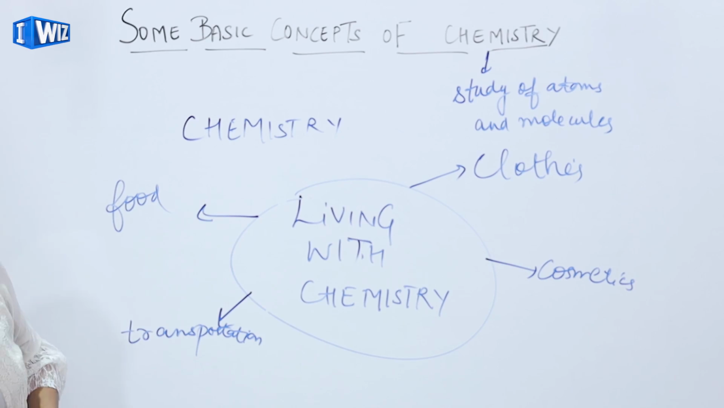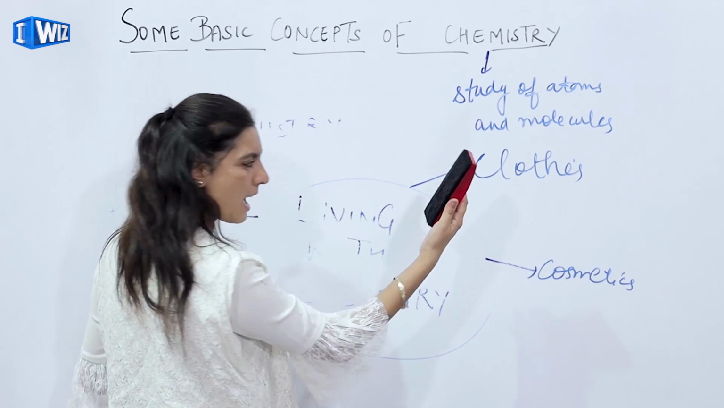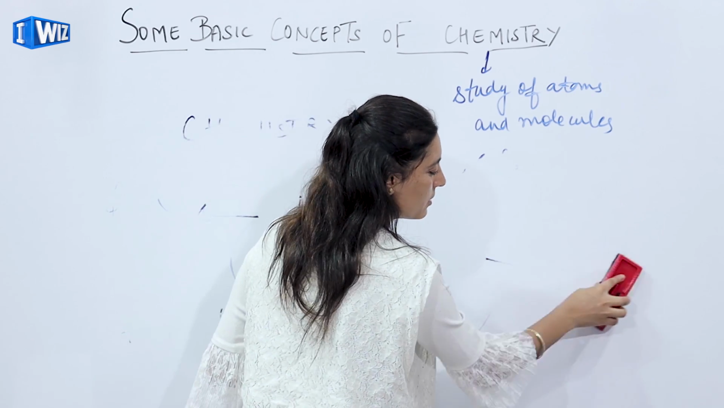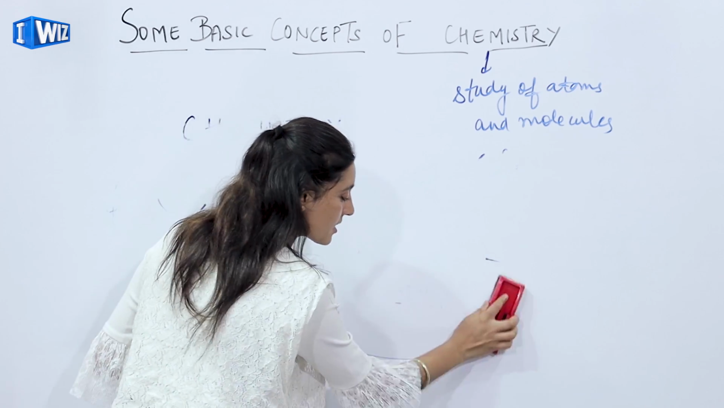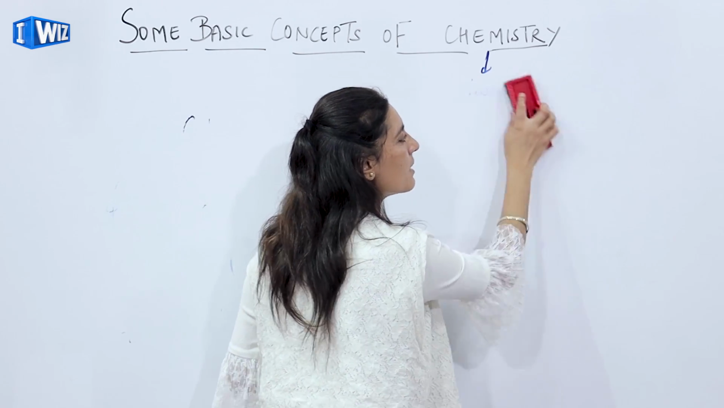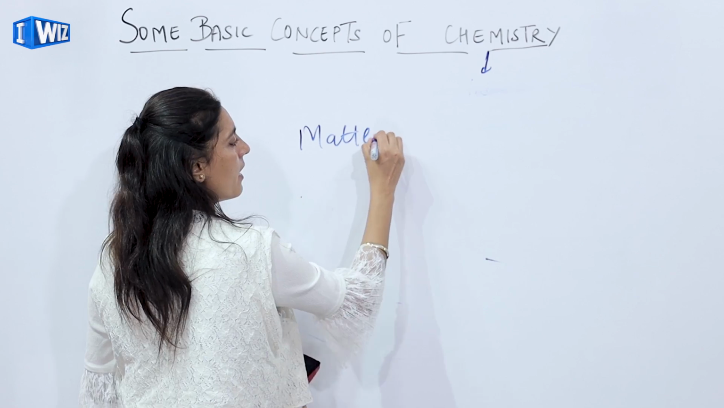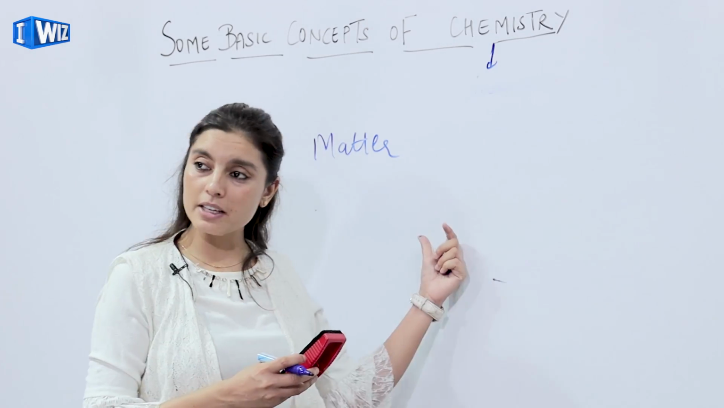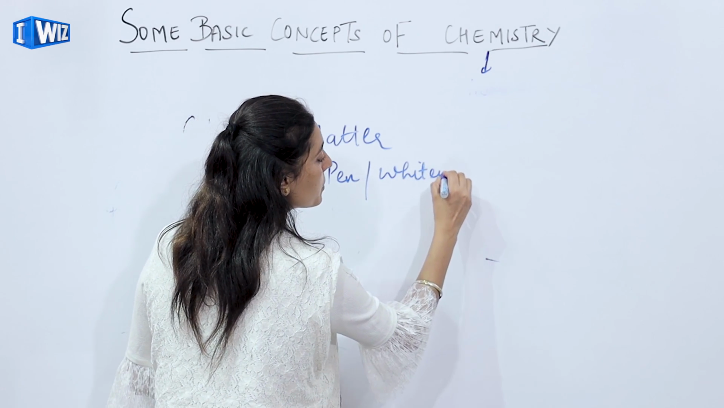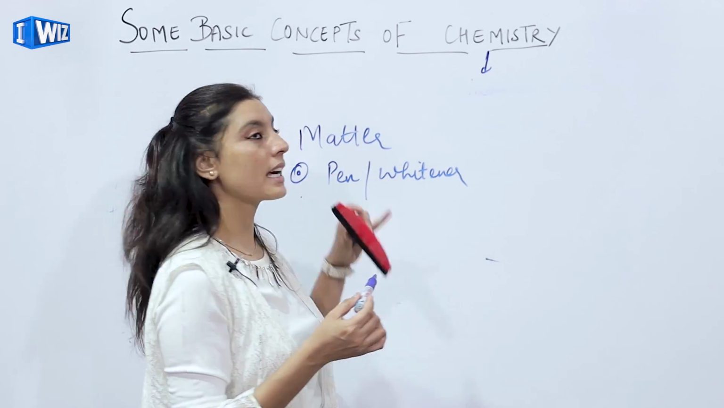Moving ahead, let's talk about the very first thing, matter. What is matter? Am I using this duster? Is this duster matter or not? Please let me know. Yes, this duster that I'm using is matter. How does it come under the category of matter? When I talk about matter, it's something which has mass and occupies space. For example, the whitener, the pen, whatever I use has some mass and is occupying a space. That is why it comes under the category of matter.